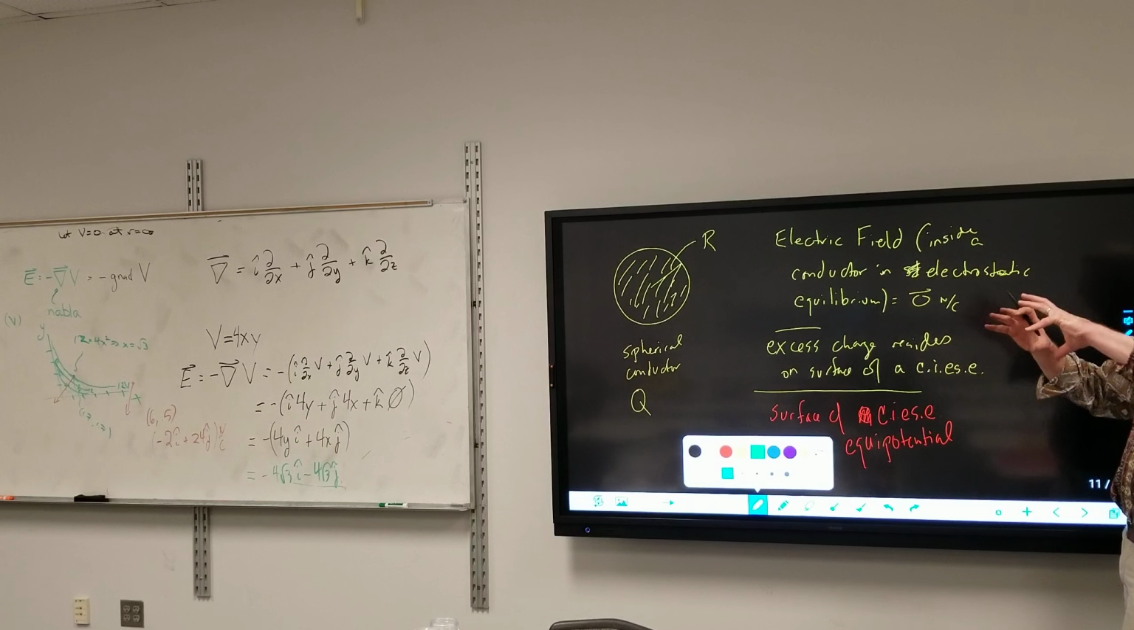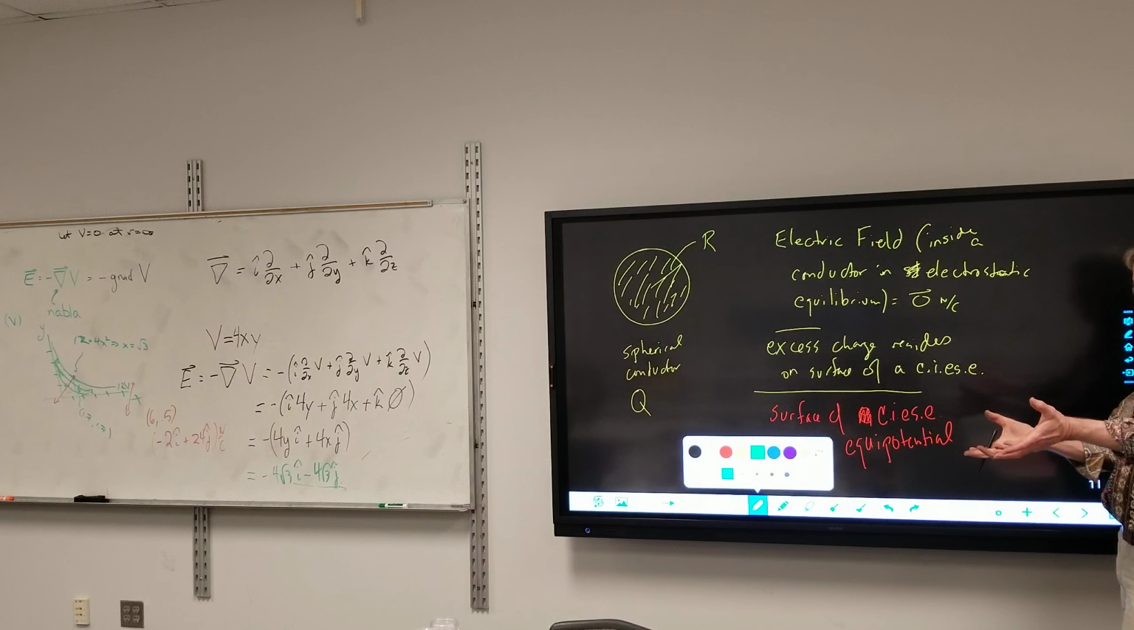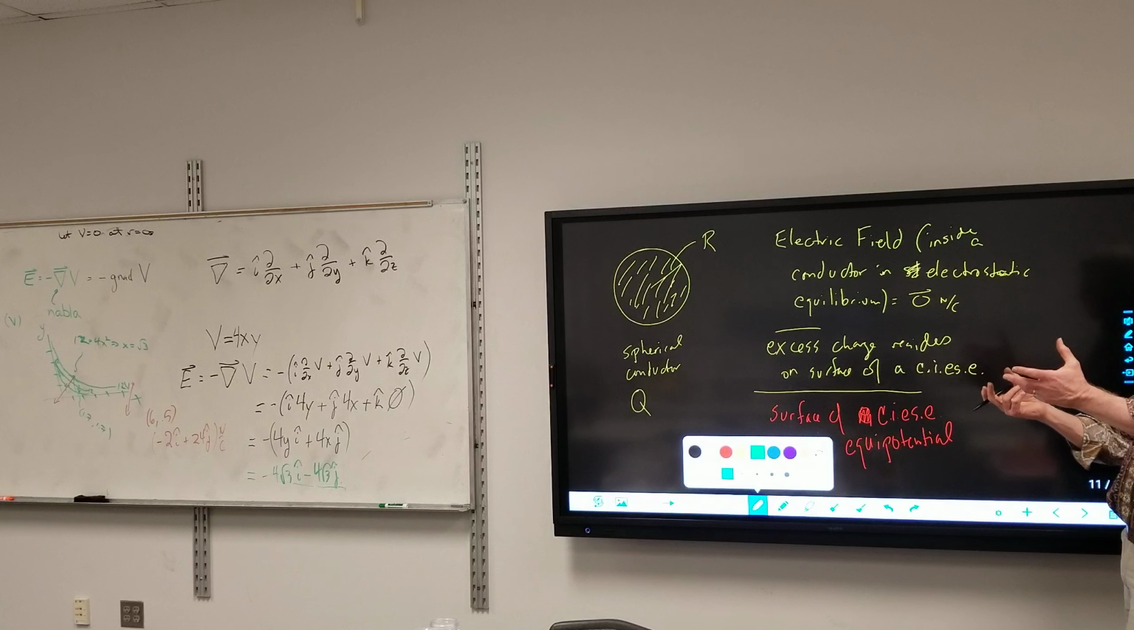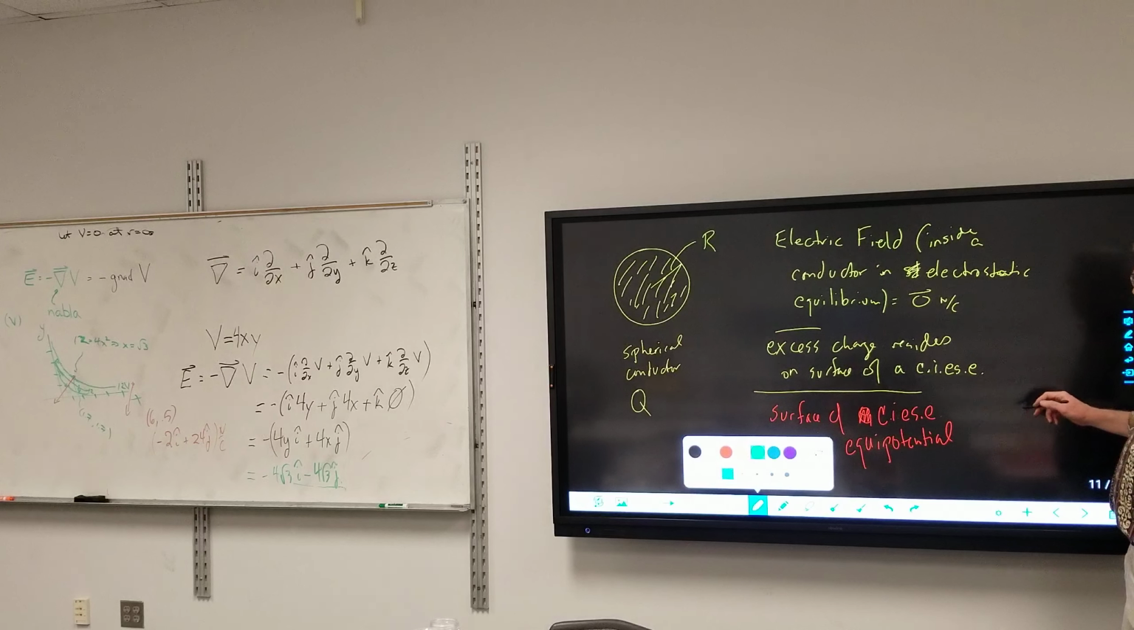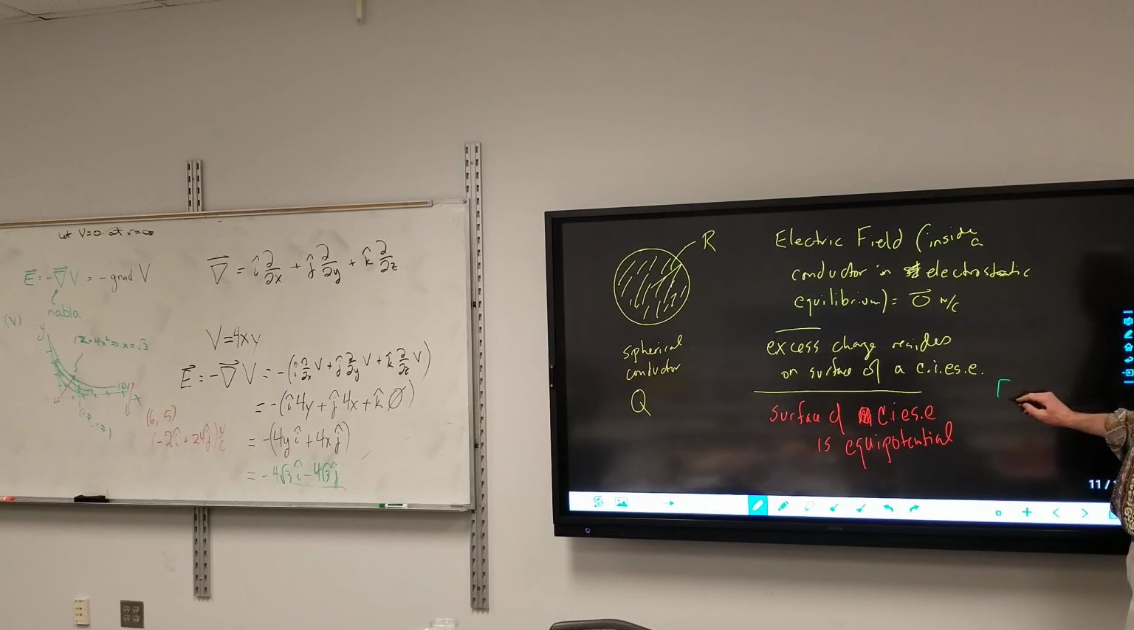Because the surface of a conductor in electrostatic equilibrium, I feel like I said one of those words wrong. The surface of the conductor in electrostatic equilibrium, there we go, is equipotential. The electric field at the surface of a conductor in electrostatic equilibrium is perpendicular to the surface.